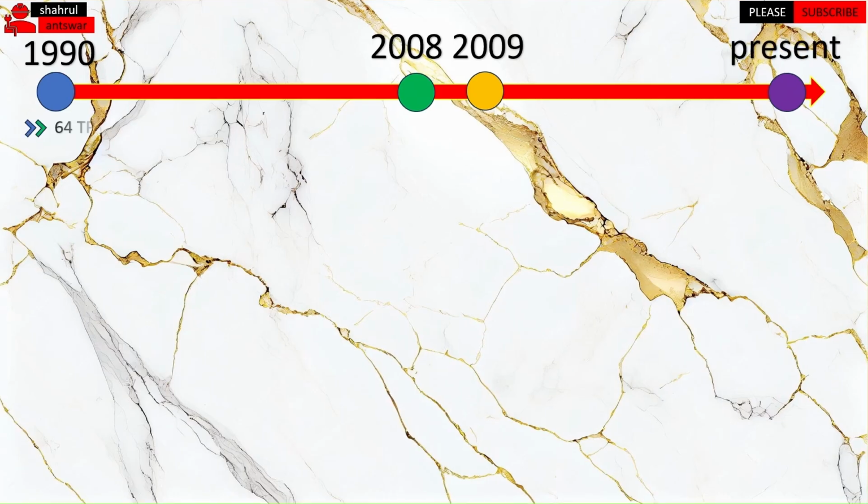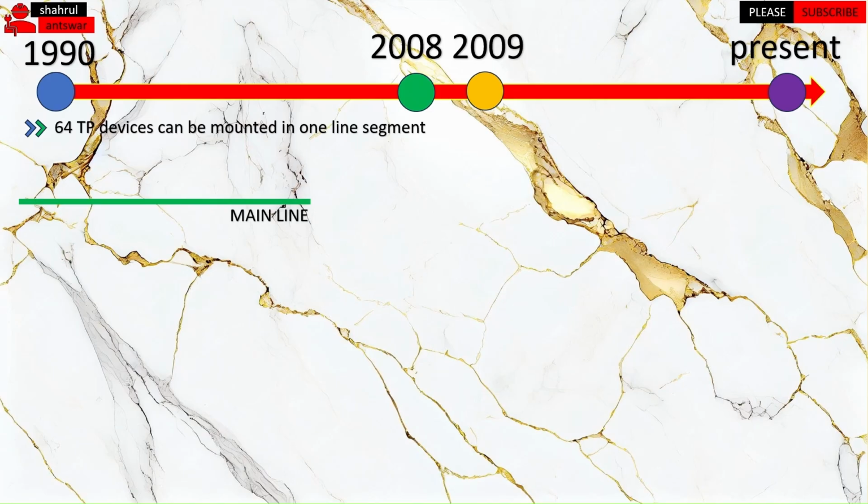At first, only 64 TP devices can be mounted in one line segment. So the topology is as illustrated. Under one line coupler, device number 1 to device number 63 can be installed.